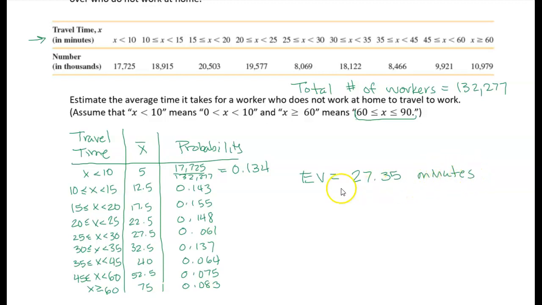This is telling us that the average time it takes a worker to travel to work from home, I guess, is about 27.35 minutes for this sample of 132,277 workers.